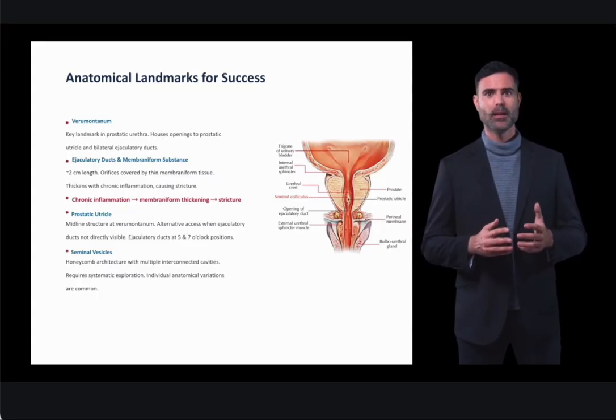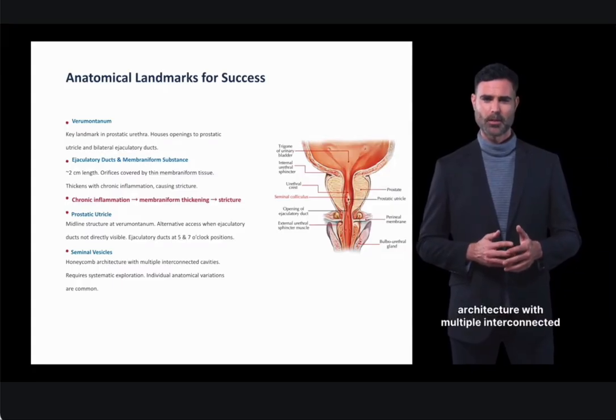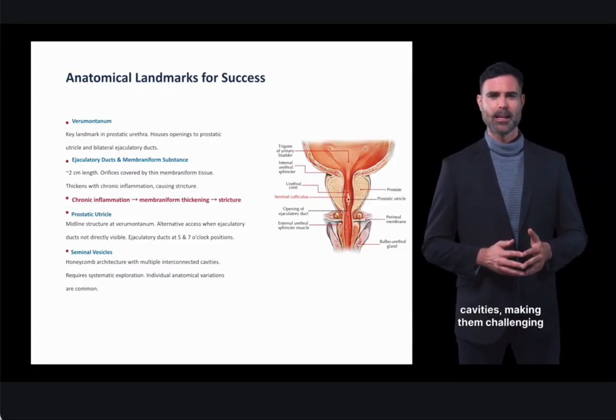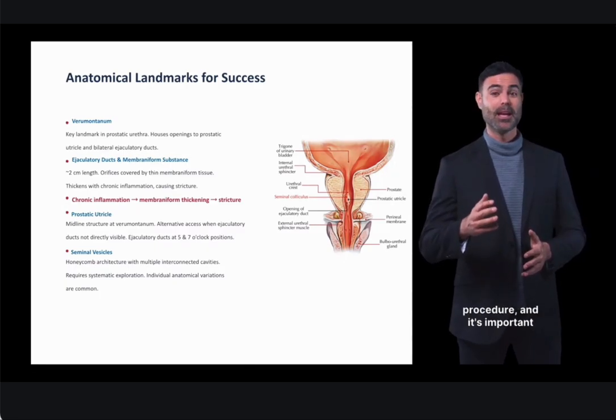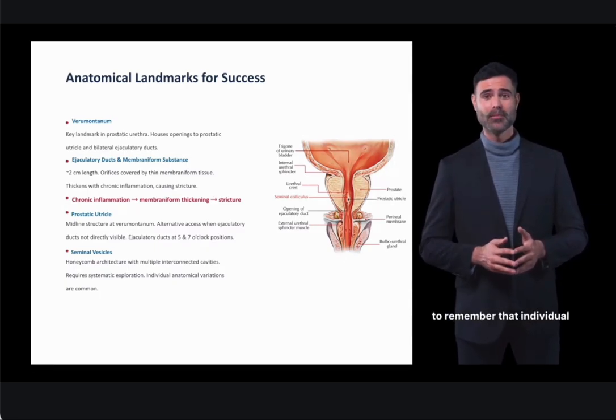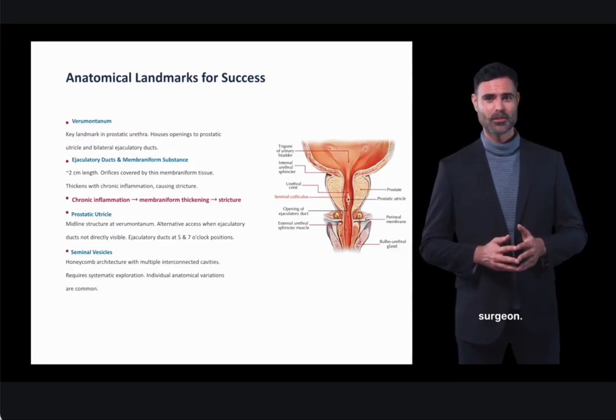Finally, the seminal vesicles have a complex honeycomb architecture with multiple interconnected cavities, making them challenging to navigate. This intricate structure requires systematic exploration during the procedure, and it's important to remember that individual anatomical variations are common, demanding adaptability from the surgeon.